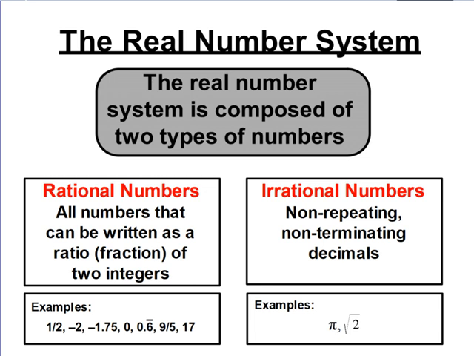Some examples of rational numbers: you see fractions there, integers there, decimals there, a repeating decimal, because repeating decimals can be written as fractions. That 0.6 repeating would be 2/3. You wrote that in fraction form. Improper fractions, whole numbers. On the irrational side, you see numbers that are non-repeating and non-terminating.